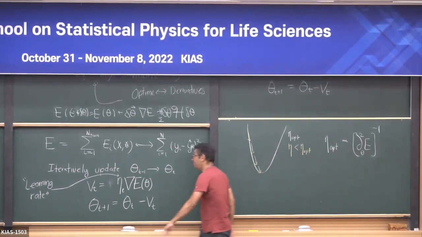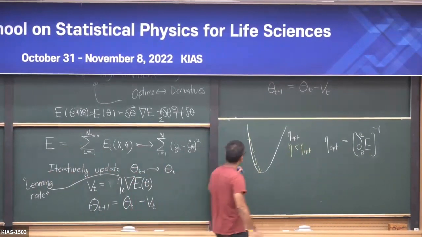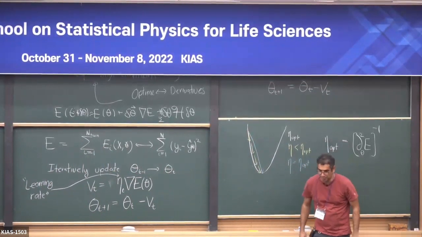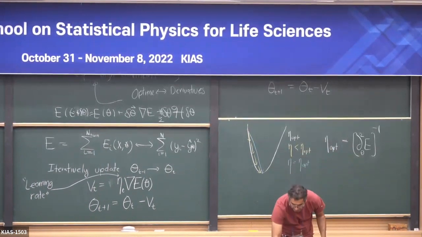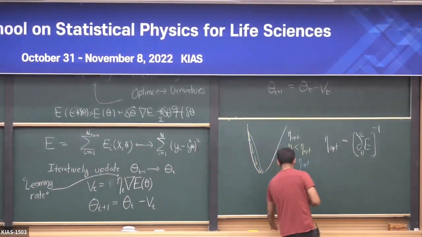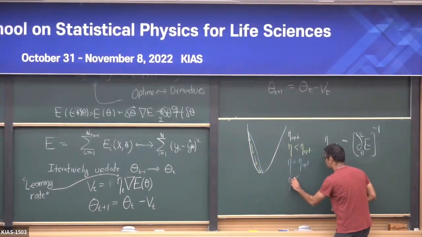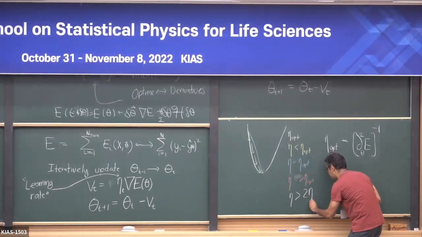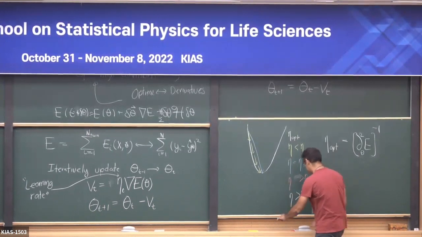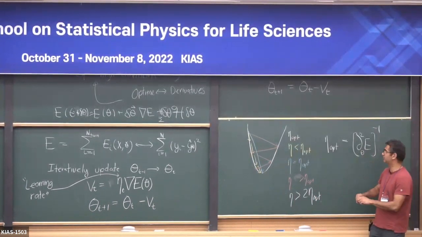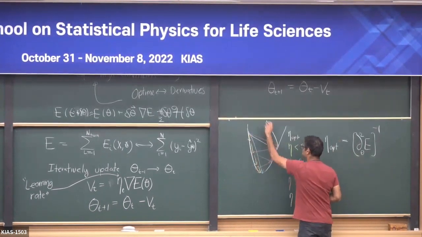If eta is equal to eta optimum, then I just reach it in a single step. If eta is greater than eta optimum, but less than 2 eta optimum, you bounce back and forth across the minimum, but you still converge. And finally, if eta is greater than 2 eta optimum, if I make my learning rate too big, you actually start diverging. You never converge.